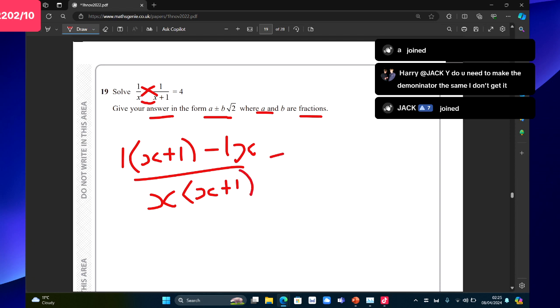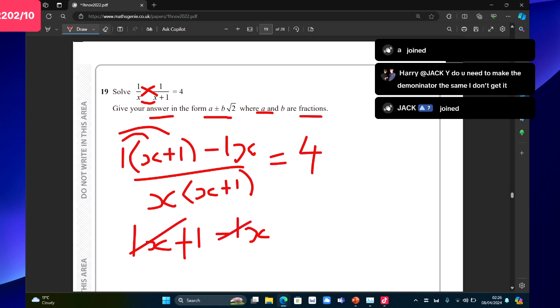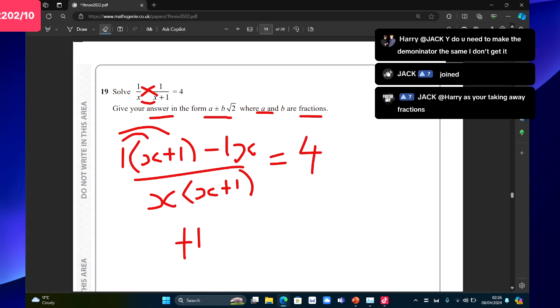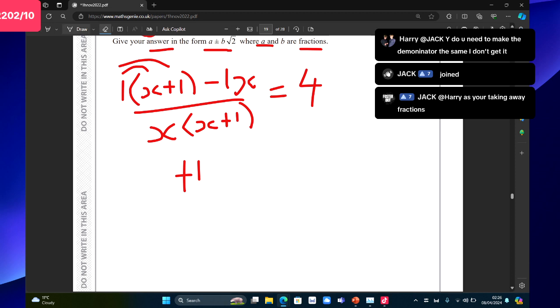And that is going to be equal to the number 4. I've combined this into one fraction. I'm not going to expand the bottom. So 1 times x is going to be 1x, and then 1 times 1 is going to be 1, subtract 1x. So on the top, that is going to cancel, these can go. So I'm left with plus 1 over x bracket x plus 1 is equal to 4.